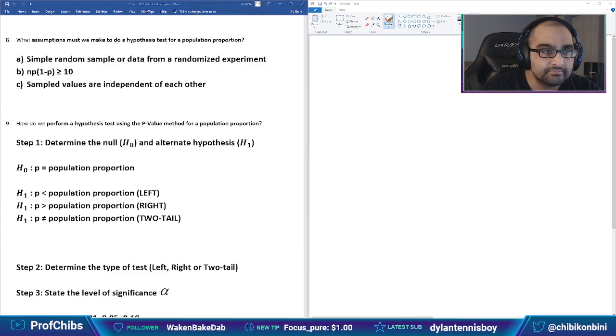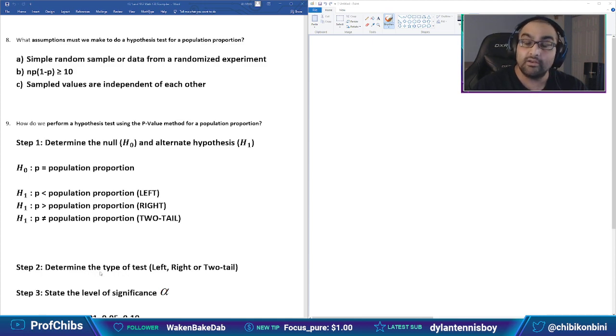Next, we also need to identify the alternate hypothesis, which is less than, bigger than, or not equal to. Less than, bigger than, and not equal to reflect left tail, right tail, and two tail respectively. Then we indicate that type of test in step number 2.